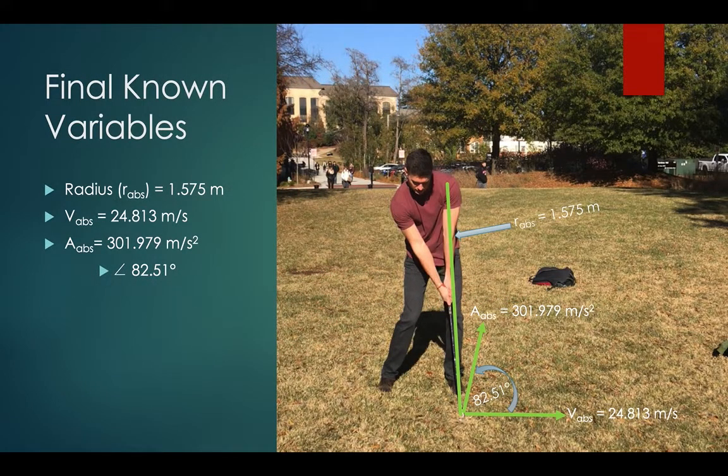To determine our initially unknown or final known variables, we use the final position, which is where the golf club comes into contact with the golf ball. We determined our final known variables to be the radius absolute, which was 1.575 meters, our velocity absolute, which was 24.813 meters per second, and our acceleration absolute, which was 301.979 meters per second squared, acting at an angle of 82.51 degrees.